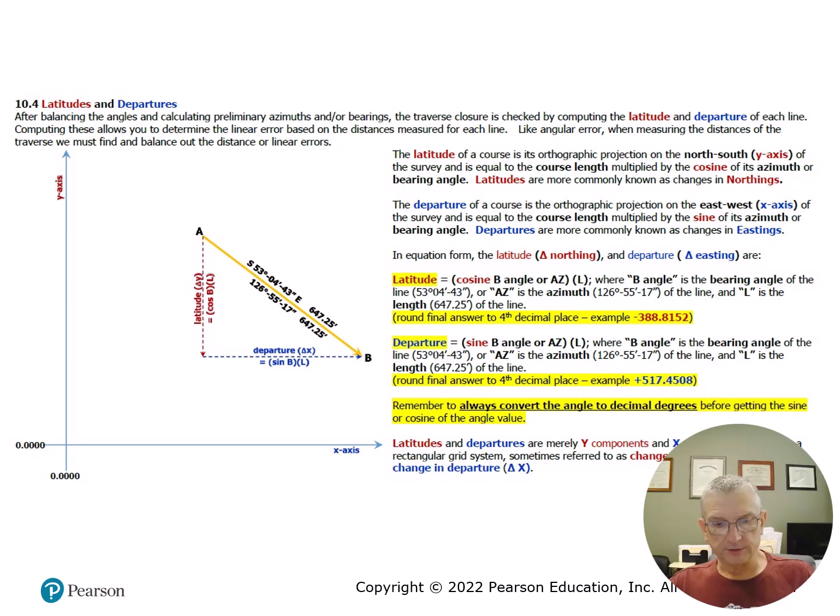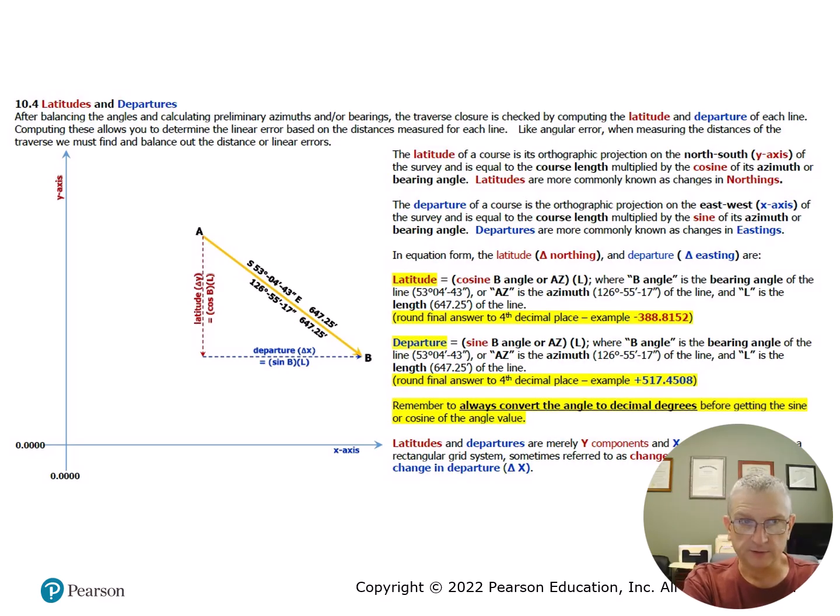Now this is a little bit more detailed. I'll provide this in the module. This came from Professor Branham's course material for section 10.4. After balancing the angles and calculating preliminary azimuths, the traverse closure is checked by computing the latitude and departure of each line. Computing these allows you to determine the linear error based on the distances measured for each line.